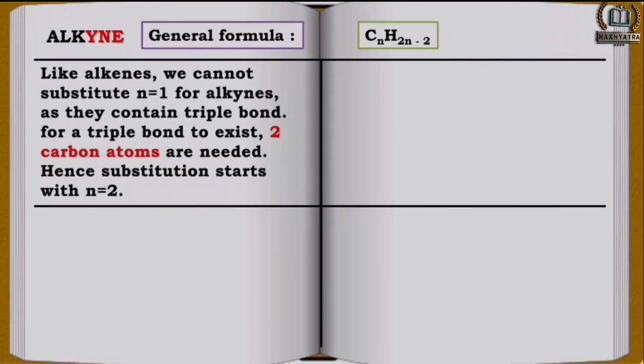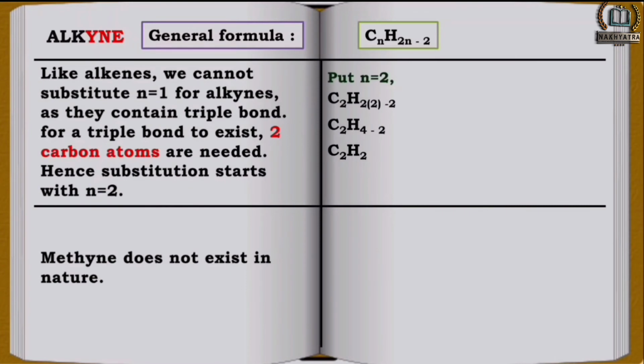Like alkenes, we cannot substitute n equal to 1 for alkynes, as they contain a triple bond. Now for a triple bond to exist, 2 carbon atoms are needed. Hence substitution starts with n equal to 2. The reason is given here clearly. So first, methane does not exist in nature. So we will first put the value for n equal to 2 in the formula, and we will get C2H2.